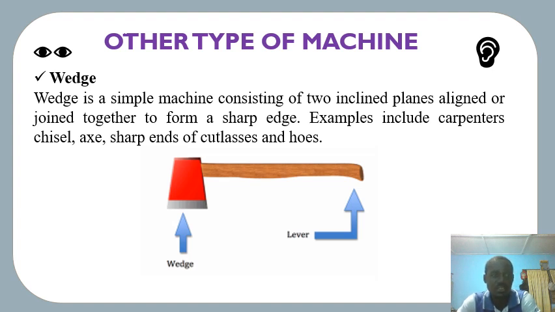Then the next one is the wedge. As we all know, we have been using it for splitting firewood in our various localities, especially those who have lived in a village before. They are familiar with this. We use this to split firewood. The sharper part is what makes it a wedge. It is a simple machine consisting of two inclined planes joined together to form a sharp edge. Examples include a carpenter's chisel, the sharp end of cutlasses and hoes. So they are all examples of wedges.